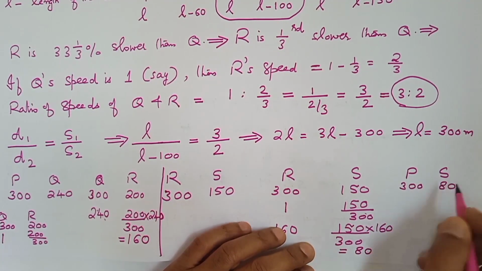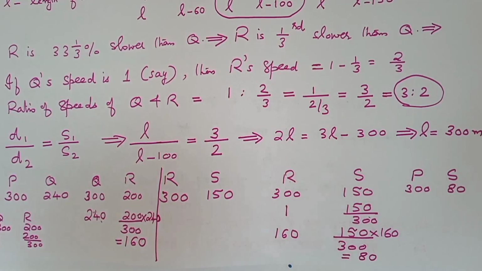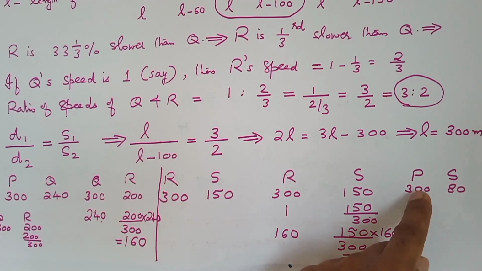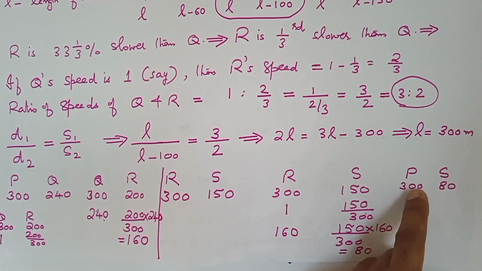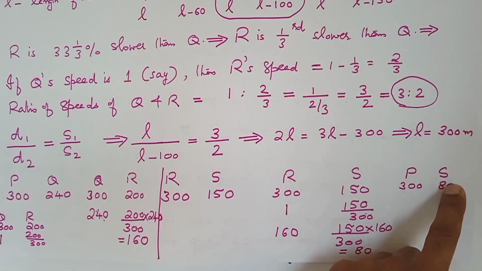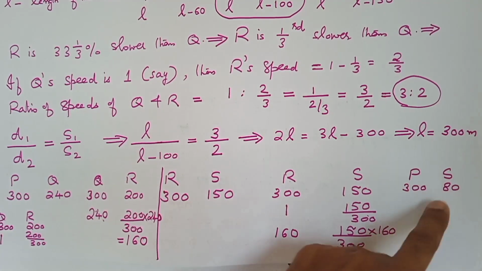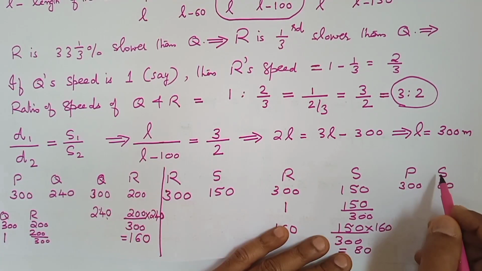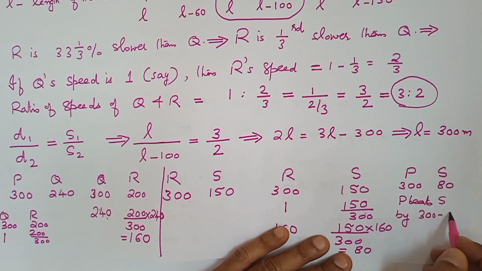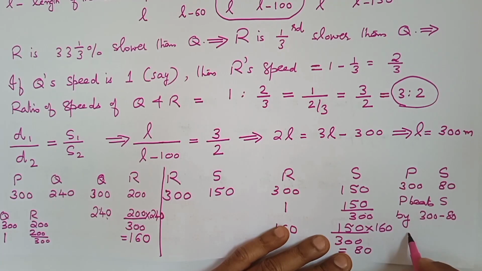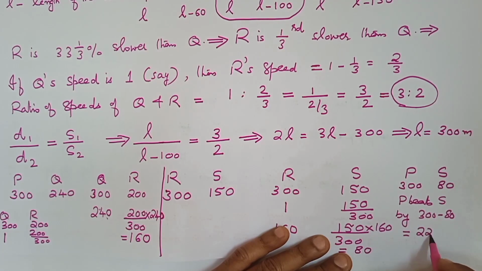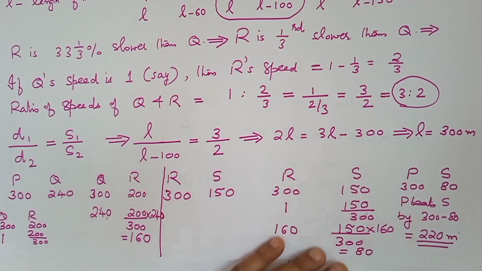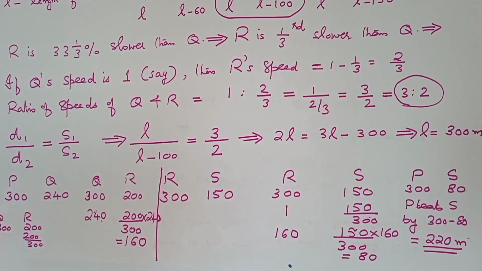So finally, if you go through this PQRS, you will arrive at this conclusion. When P covers 300 meters, S is able to cover only 80 meters, which shows what? P beats S by 300 minus 80, which is equal to 220 meters. So this is the final answer to the question. P beats S by 220 meters.